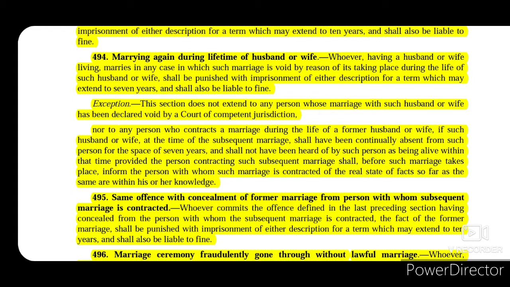But it also says the section does not extend to any person who contracts a marriage during the life of a former husband or wife, if such husband or wife at the time of the subsequent marriage shall have been continually absent from such person for the space of 7 years, and shall not have been heard of by such person as being alive. So if that person is not in contact for 7 years or more, then that person can remarry.